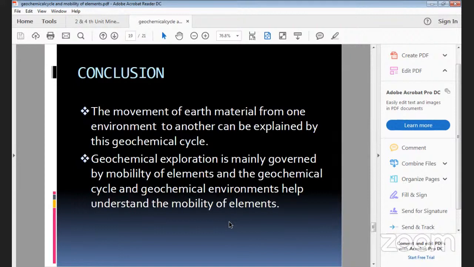And finally, the movement of earth material from one environment to another can be explained by the geochemical cycle. Geochemical exploration is mainly governed by the mobility of elements, and the geochemical cycle and geochemical environments help to understand the mobility of elements.